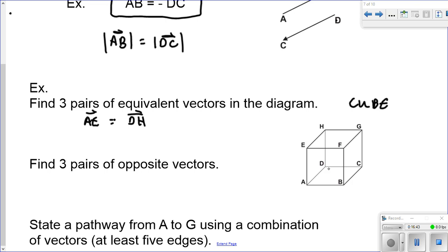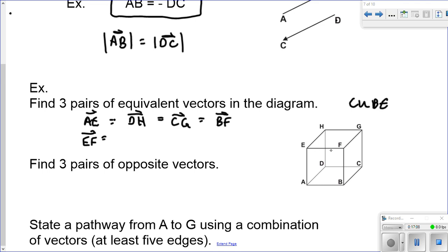I could say AE is equal to CG. I could say AE is equal to BF. I could say all kinds of them here. Now I could also say that satisfies CG. Now remember, I have to go in the right direction. I could have used EF as my start vector and went all the way across.